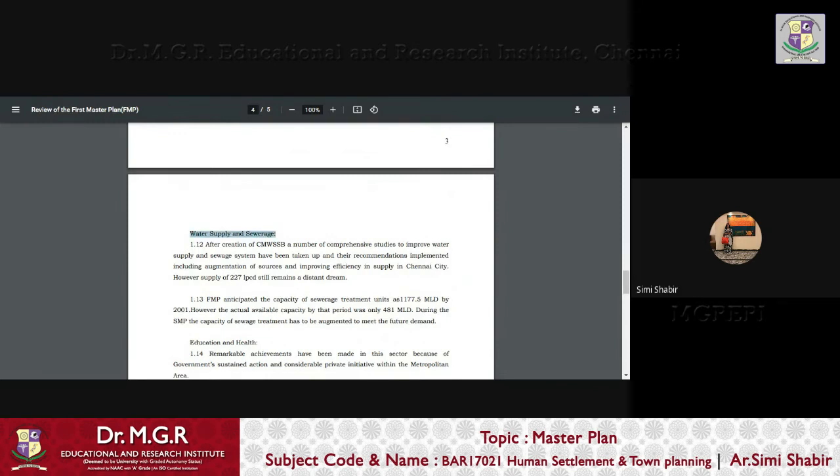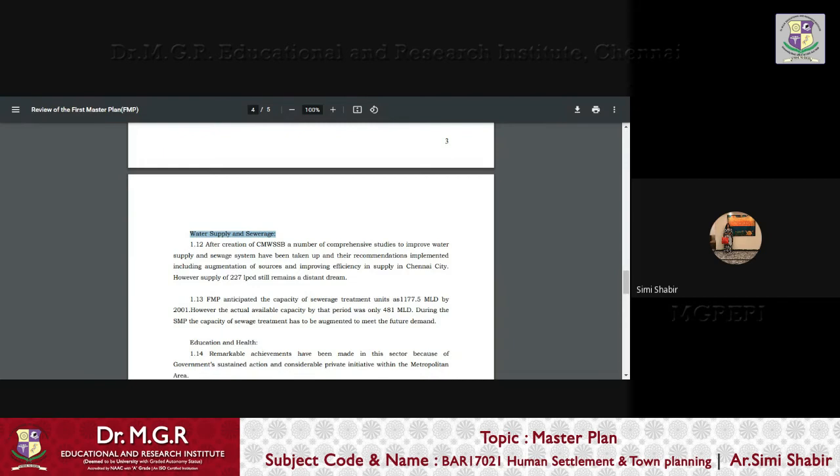Water supply and sewerage. After the creation of the CMWSSB, that is the Chennai Metro Water Sewerage Board, a number of comprehensive studies to improve water supply and sewerage system were taken up and their recommendations implemented, including the augmentation of sources and improving efficiency in supply in Chennai city. Supply of 227 LPCD still remains a distant dream, which was one of the major strategy proposals in the first master plan.